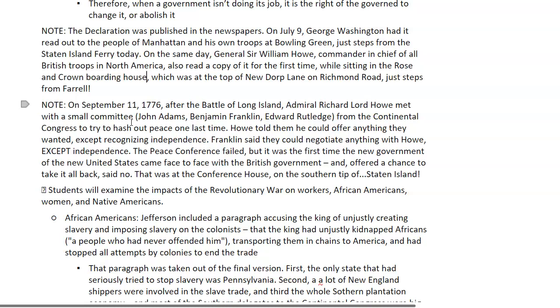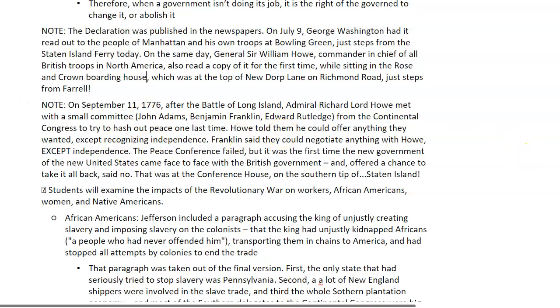Howe met with them and told them he could offer anything they wanted, except recognizing independence. Franklin said they could negotiate anything with Howe, except independence. The peace conference, as it was called, on September 11th, failed. But it was a success in that it was the first time that the new government of the new United States came face to face with the British government, literally, and offered a chance to take it all back, said no. And that was at the Conference House on the southern tip of Staten Island.